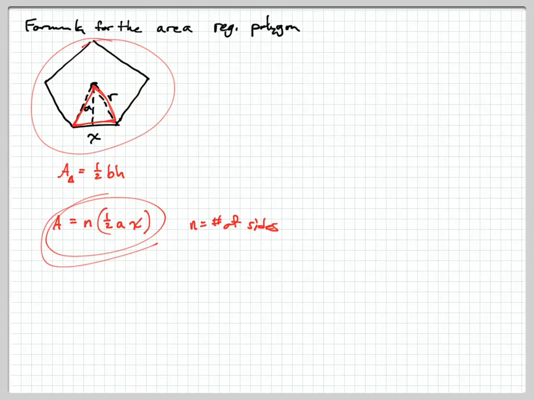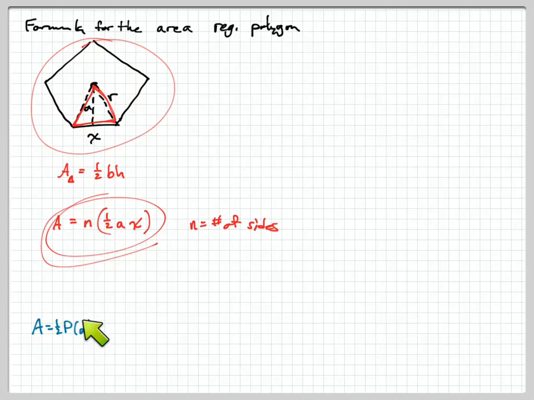Should I do it? Yeah, I should do it. This is what I don't like. If you're only going to memorize this, you're not getting very mathematical. The area of a polygon is the perimeter of the polygon. Well, actually, 1/2 the perimeter of the polygon times the apothem.